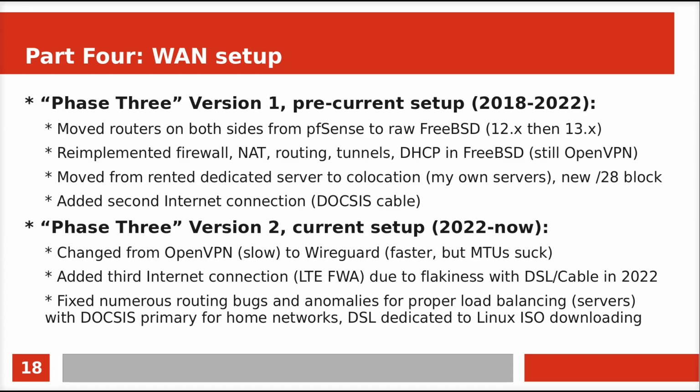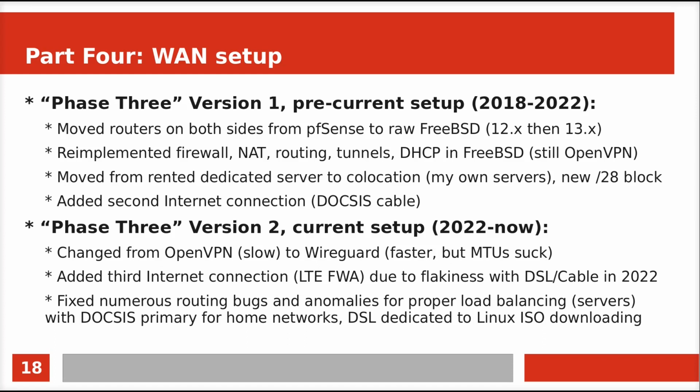Oh well, too bad. And finally, in this version 2, I was able to fix numerous routing bugs and anomalies with the load balancing of my servers between the various connections. So the way I have it right now, the DSL is dedicated to the Linux ISO downloads. That's all it does. And then my DOCSIS and fixed wireless, my clients go out the DOCSIS unless it's down, and then they go over the fixed wireless.